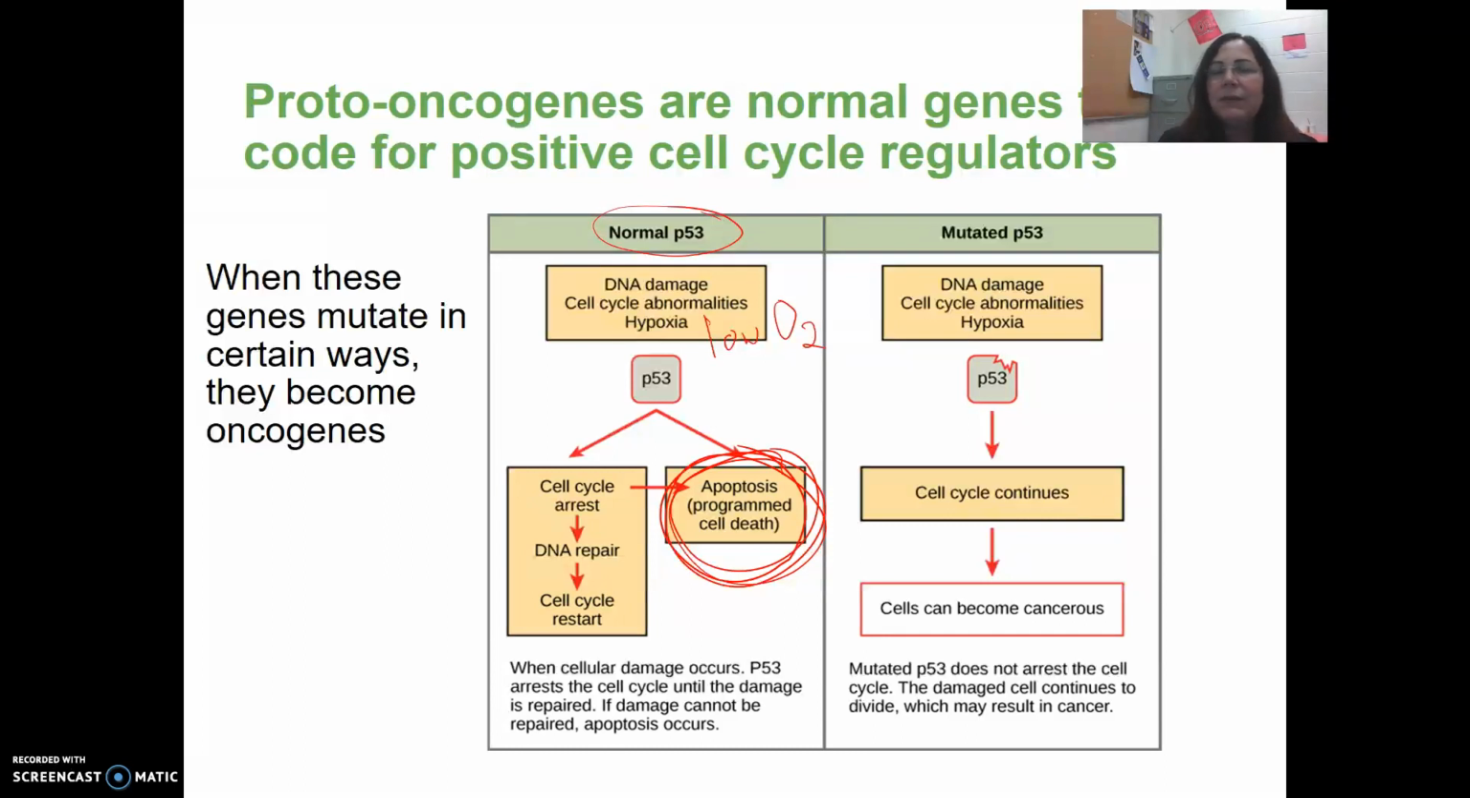But if P53 is mutated and DNA damage is detected, or cell cycle abnormalities, or low oxygen hypoxia, it allows the cell cycle to continue, and the cell can actually become cancerous. The cell cycle will continue even when these things are detected.